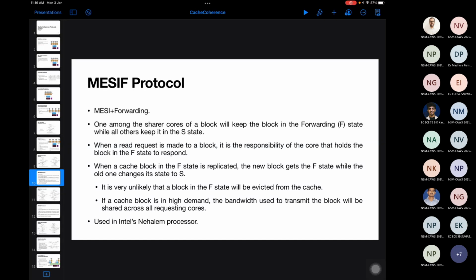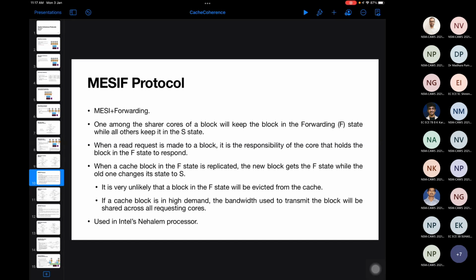That's the basic idea of MESIF. The advantage is that the sharers need not fight among themselves saying, okay, I'll forward. Whoever has the data in the F state is going to forward, and whoever has the data in the S state is not going to forward anything. But how do we select this leader among multiple sharers? They came up with a simple idea: whoever requested the data latest is going to have the data in the F state.